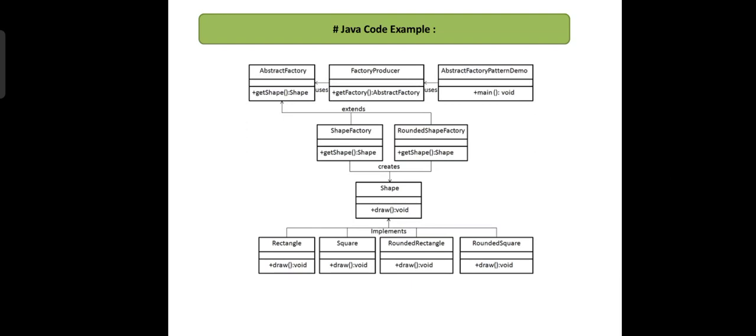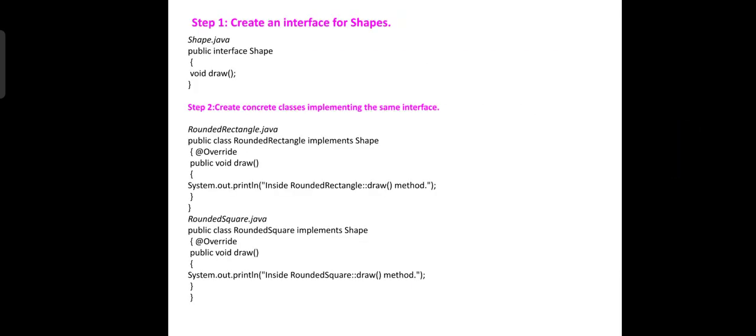AbstractFactoryPatternDemo is our demo class, which uses FactoryProducer to get an AbstractFactory object. It will pass information for shapes, that is circle, rectangle, square, to AbstractFactory to get the type of object it needs. For the given example, in the first step we have to create an interface for shape.